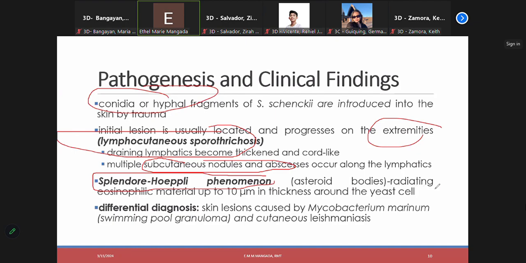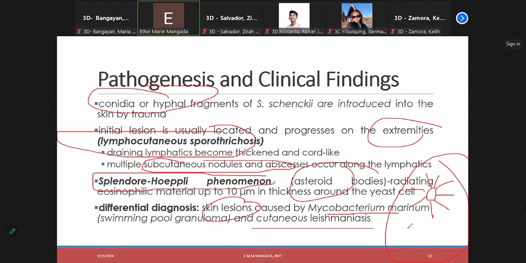So, the yeast cells have radiations, eosinophilic materials that radiate from the yeast cells. So, it looks like an asteroid body. That's in your sporotrichosis. We see this in our H&E preparation. Do not forget that the lesions in sporotrichosis sometimes appear similar to the lesions in Mycobacterium marinum and cutaneous leishmaniasis. That's why we do differential diagnosis.